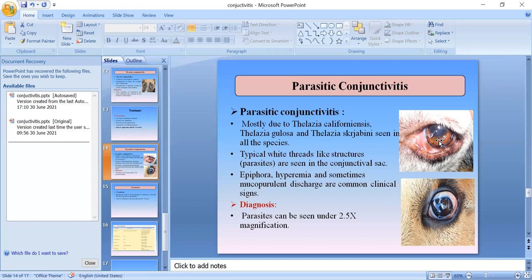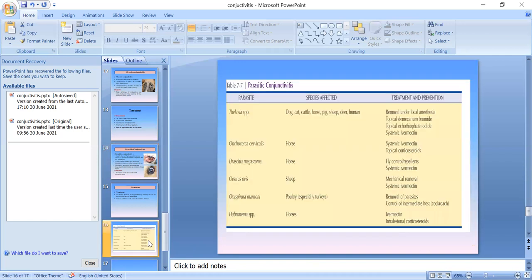And what condition occurs after parasitic infection? That is epiphora, hyperemia, and sometimes mucopurulent discharge, which are common clinical signs of parasitic infestation in the conjunctiva. You can see them with the naked eye. These are the names of parasites related to individual species. Your line of treatment in parasitic infection is to first remove the parasite with a fine needle, then give proper treatment with antibiotics, right?